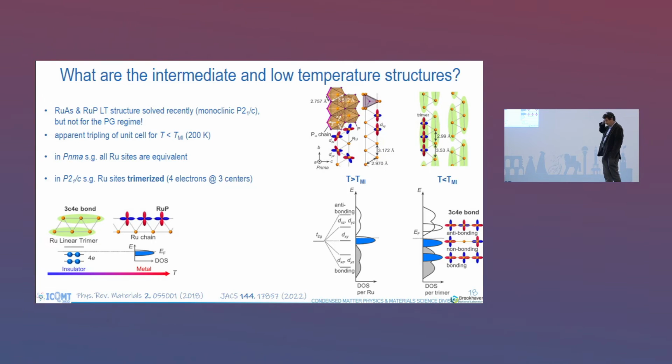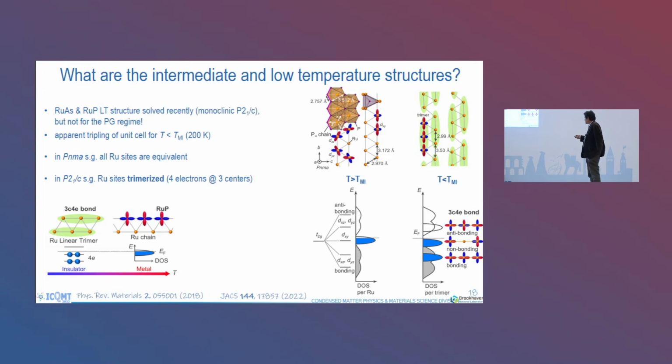As a matter of fact, during the work that we carried out, the structure of ruthenium phosphate was not known. It actually just was reported about 3 weeks ago. So the standard story goes that both ruthenium arsenide and ruthenium phosphide have monoclinic P21/c structure, but the structure of the pseudogap regime is still not known. It turns out that it's actually incommensurate.